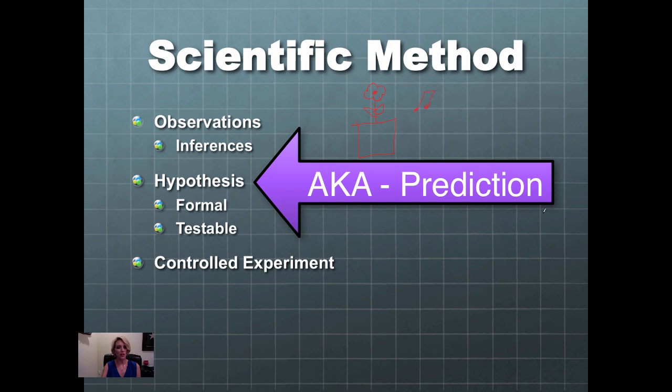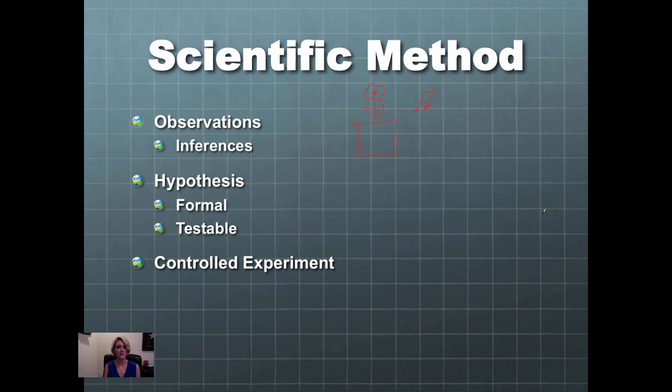Now, the way that you develop your hypothesis, it has to be formal and testable. Sometimes in middle school you had to do the if-then statements. That's fine. And that means it's testable, means you can actually perform an experiment and prove or disprove your hypothesis. Now, let's say that you get a little more specific and make it more testable.